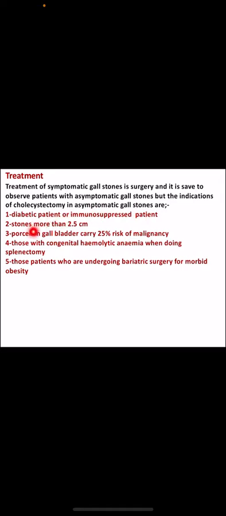Second, stone more than 2.5 cm in diameter. Large stone leads to irritation of the mucosa of the gallbladder. This irritation of the gallbladder mucosa leads to metaplasia and is liable to develop malignancy later on. Porcelain gallbladder, which carries a risk of malignancy in 25%. This means calcification of the wall of the gallbladder that can be seen on the plain X-ray of the abdomen. We call it porcelain gallbladder. Liable for malignancy. That's why we should do cholecystectomy even if the patient has no symptoms and signs of gallstone.